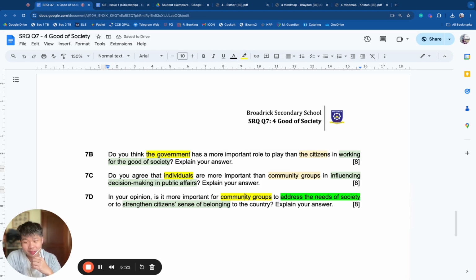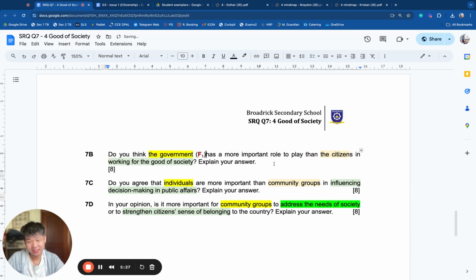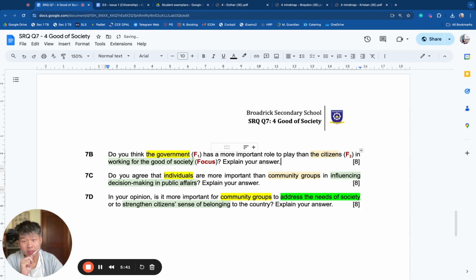I'll go through all three questions because there's a twist at the end, which you should have realized. 7B, the government is factor 1, the citizens is factor 2, and working for the good of society is the question focus. Right, so your first PEW would be, the government has an important role in working for the good of society. For example, the government does this and does that and does that. As a result, the government is really effective. It has all the resources. It can have a higher impact in meeting the needs of people, a higher impact in ensuring that larger groups are not left out, and so on.